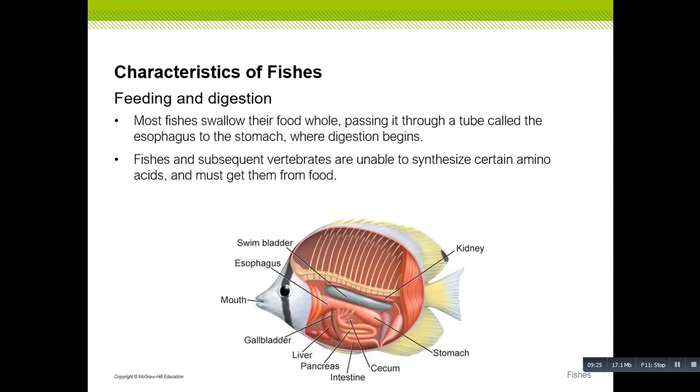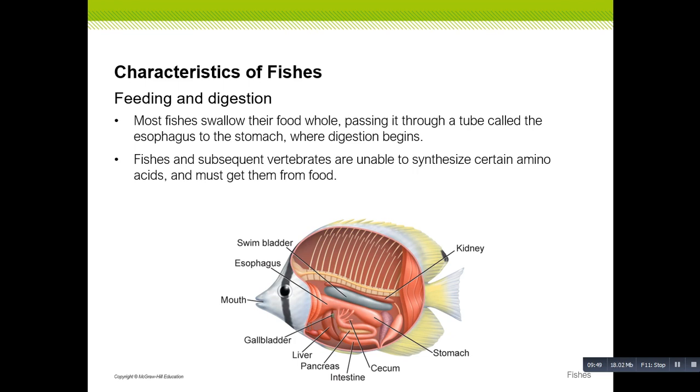Now, for feeding and digestion, most of our fish are not going to have teeth. We will see those in sharks. So most of our fish are actually going to swallow their food whole. When they swallow their food, it passes through the esophagus, just like you and I have, to their stomach, and that's where the digestion begins.